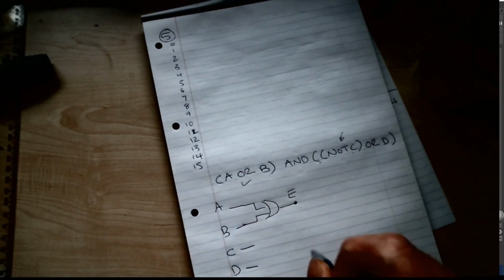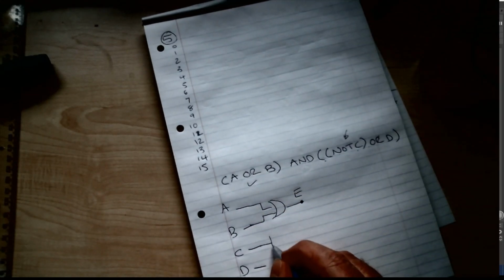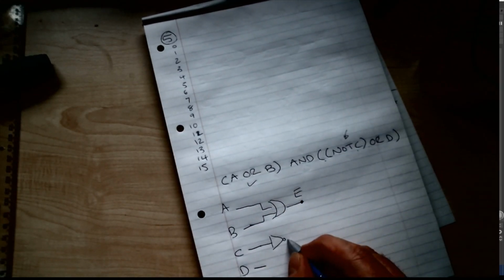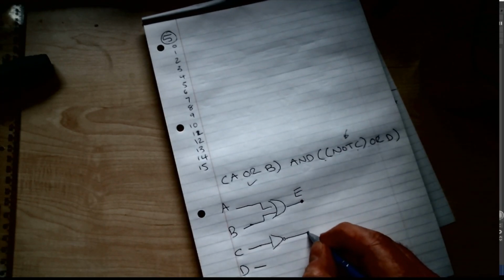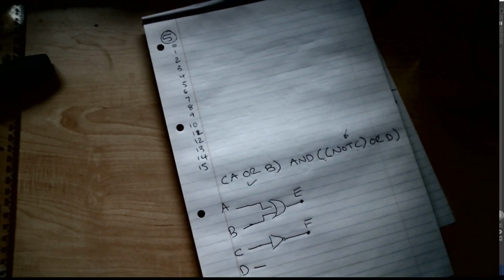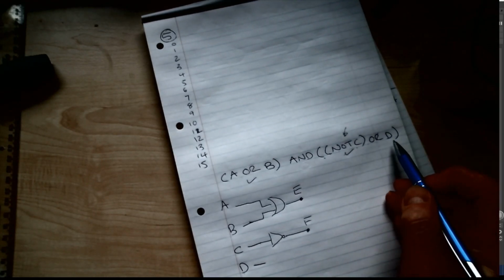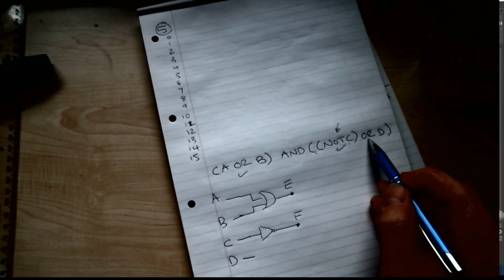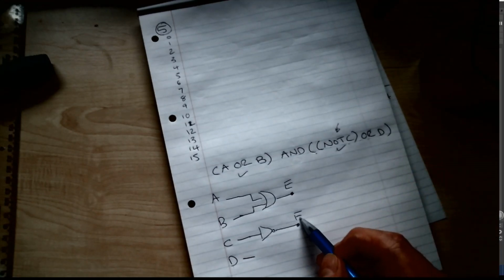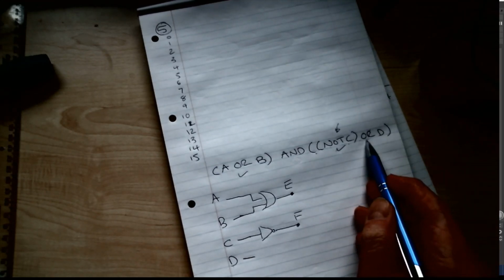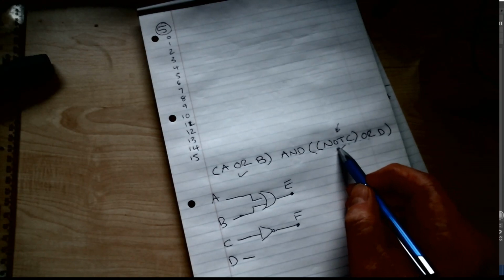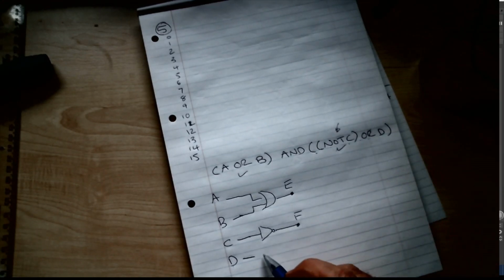So we've got to take C, and we've got to invert it by putting it through a NOT gate. That will produce another intermediate output, we'll call that F. So we've dealt with that bracket, but now we've got this whole bracket to deal with. So we've got the OR statement, which is going to be F or D. So we take the NOT C, which is F, and we OR it with D.